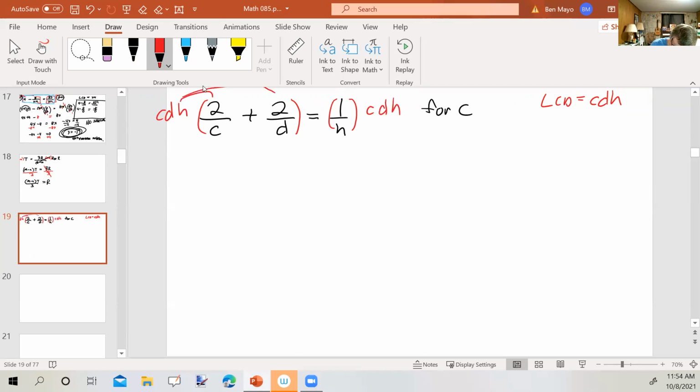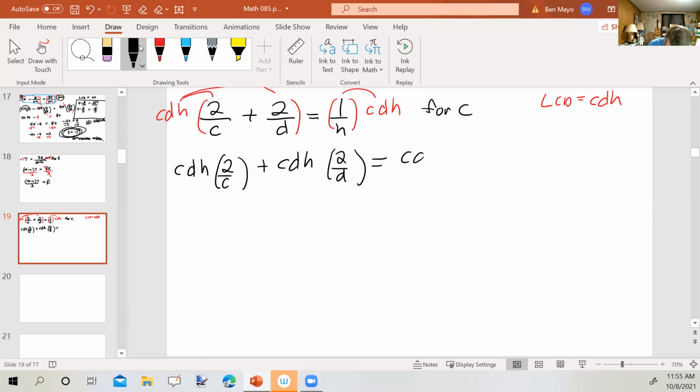Distributing here and multiplying there, I should get the following. I get CDH times 2 over C plus CDH times 2 over D equals CDH times 1 over H. Let's move this over here so that you don't get confused. It doesn't really matter which side it's on because multiplication is commutative, but now going through and reducing, the C's go away, the D's go away, the H's go away.